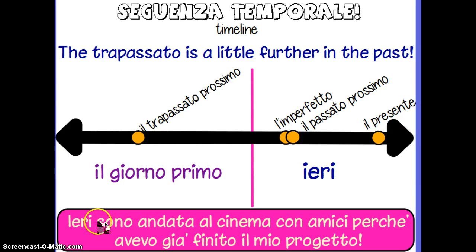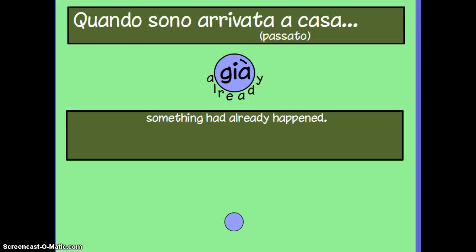So, my example, ieri sono andata al cinema con amici perché avevo già finito il mio progetto. So, yesterday I went to the movies with friends because I had already finished my project. So, you'll see già here, already. You're going to use that a lot with the trapassato. Not all the time, but it's pretty often used with the trapassato. And you'll see had already finished. You have to think of it as saying had already because it happened a little further in the past.